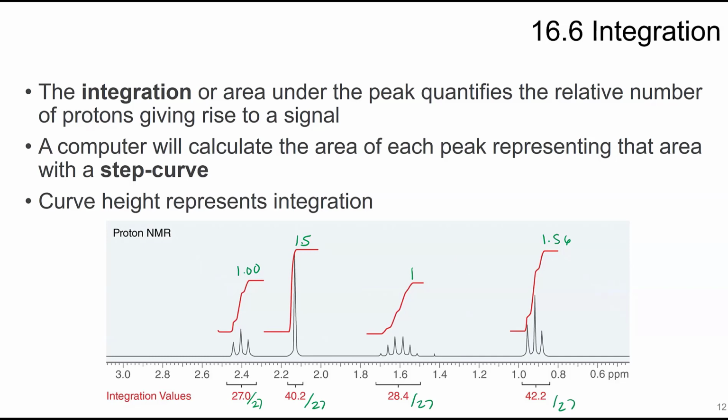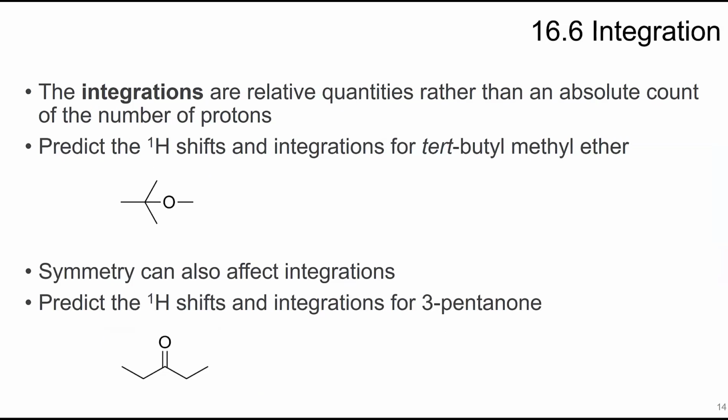But we can't have 1.5 protons. If we multiply all of these times 2, this becomes 2H, this becomes 3H, this becomes 2H, this becomes 3H. That seems more reasonable: 2 hydrogens on one carbon, 3 hydrogens, 2 hydrogens, 3 hydrogens. So we have 2 CH3s and 2 CH2s from the integrations. The integrations are relative quantities rather than an absolute count of the protons.